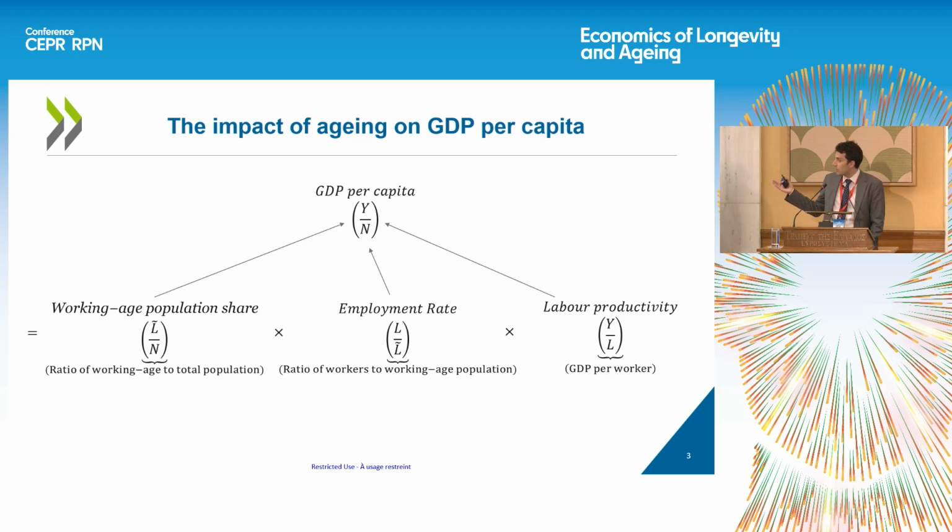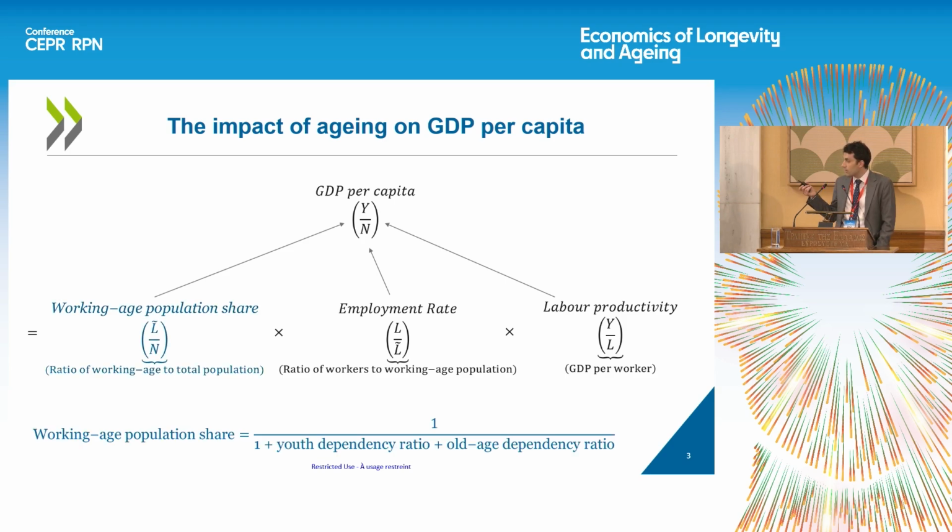But then there's a second term, which is the aggregate employment rate, the ratio of workers to the working age population. That also potentially is affected by population aging, as there is a decline in participation rates in the ages leading up towards retirement age. And then finally, there's labor productivity, that is GDP divided by the number of workers. That third term is arguably the most difficult one to predict under population aging, and I will get back to that later in my talk. But let's first start with the first two terms, the working age population share and the employment rate.